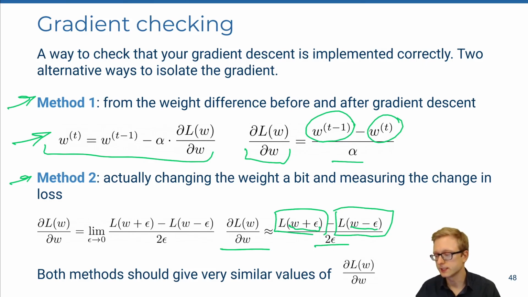So using these two methods, we should get two very similar answers. If they are not similar, if they're way off, then you have a bug somewhere, and you can use this method to narrow down in which layer the particular bug is happening.